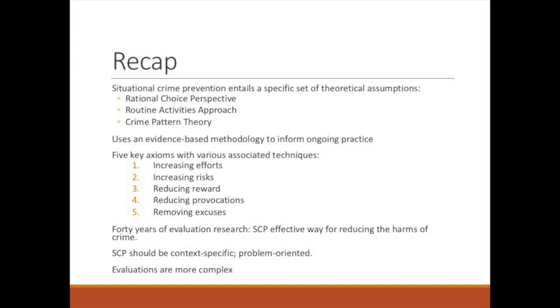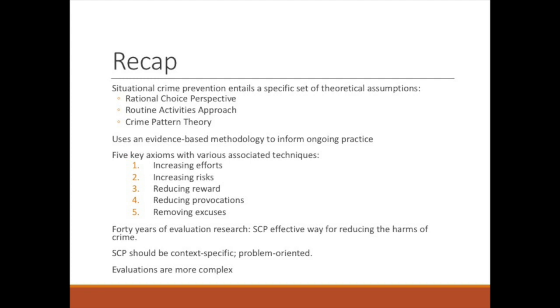Now, recall that situational crime prevention has about 40 years of evaluation research behind it. So it's a demonstrably effective way for reducing the harms of crime. And also recall that it needs to be context-specific and problem-oriented.